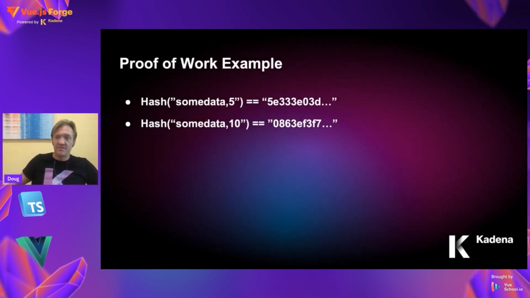Some examples. If we have some data, which is just the data that's going into our block, and then we add this number 5, which is what we call the nonce, and we hash this up, we get 5E333. Well, I'm going to say that it needs to be less than 10000. This is hex. And so this is not less, so no good. But if you hash some data and the number 10, and I actually did this with a hash function in Kadena's Chainweaver wallet, which lets you run some simple code like this.